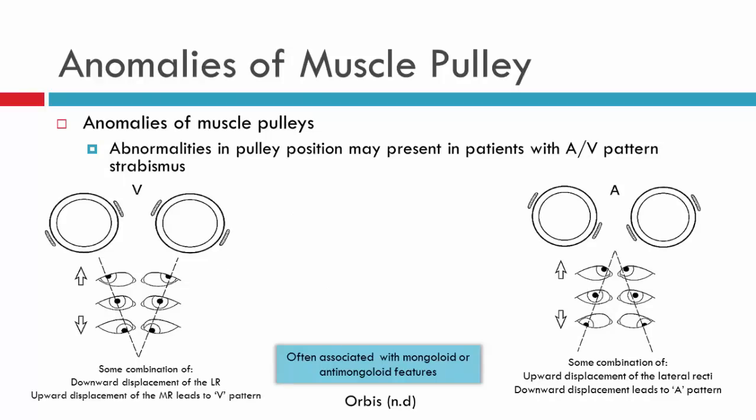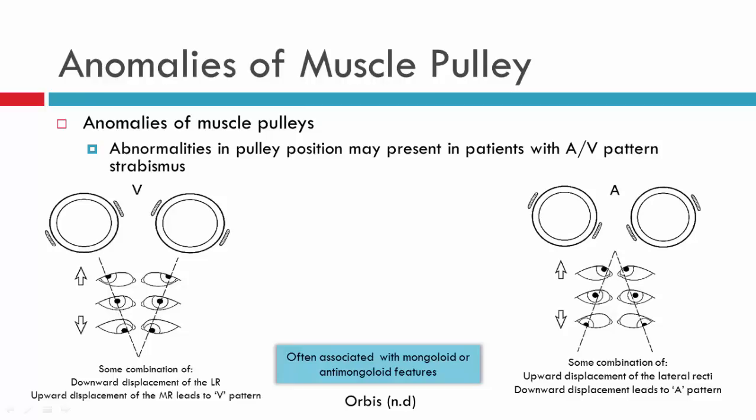Another anatomical anomaly that can occur is that there can be displacement of the muscle pulley, in which case the action of the muscle may alter. If you remember, the muscle pulley is the mechanical origin of the extraocular muscle. So a displacement of this pulley will actually cause an A or V pattern.